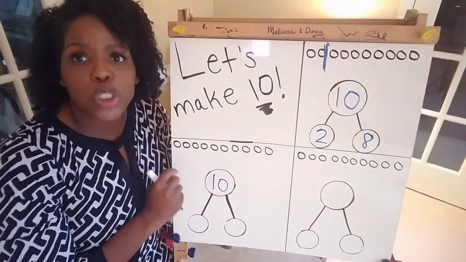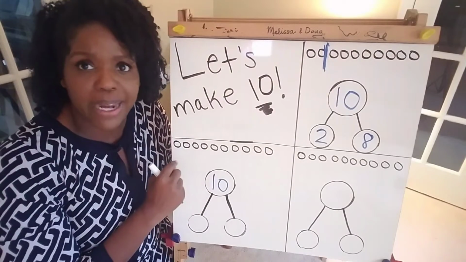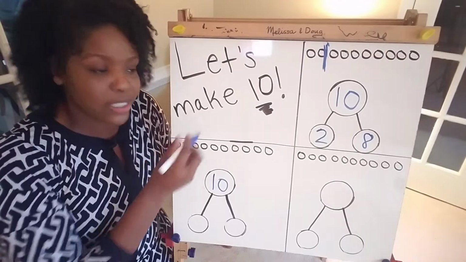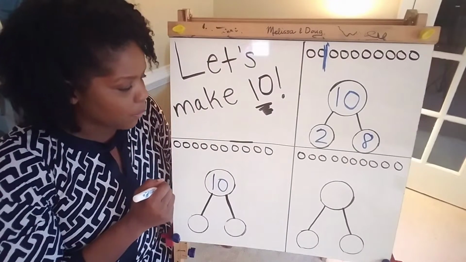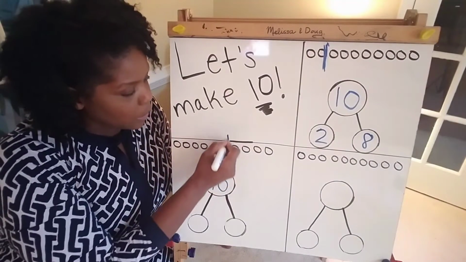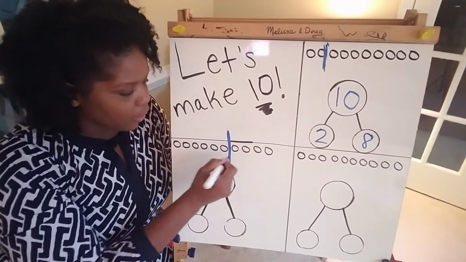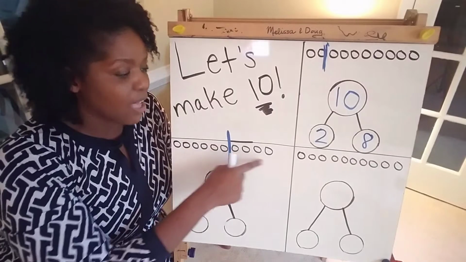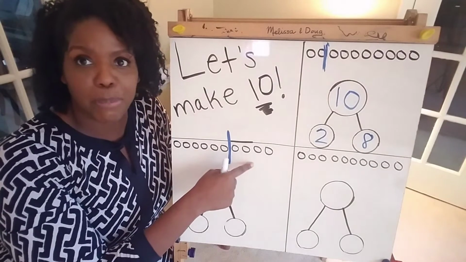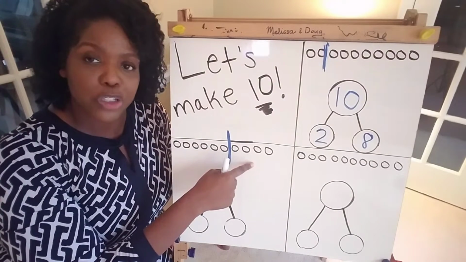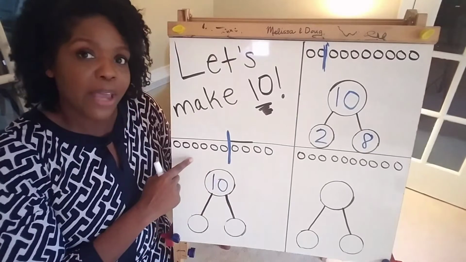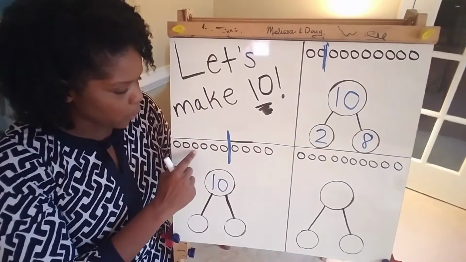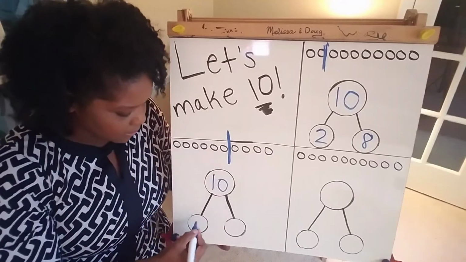And now I want to decompose or break this 10 apart. So the way I'm going to do that is just I'm going to add a break somewhere. So this time I'm going to add my break right here. So I have some on this part of the break and I have some on this side of the break. Now all we have to do is count them. Let's count how many are on this side of the break. 1, 2, 3, 4, 5, 6.